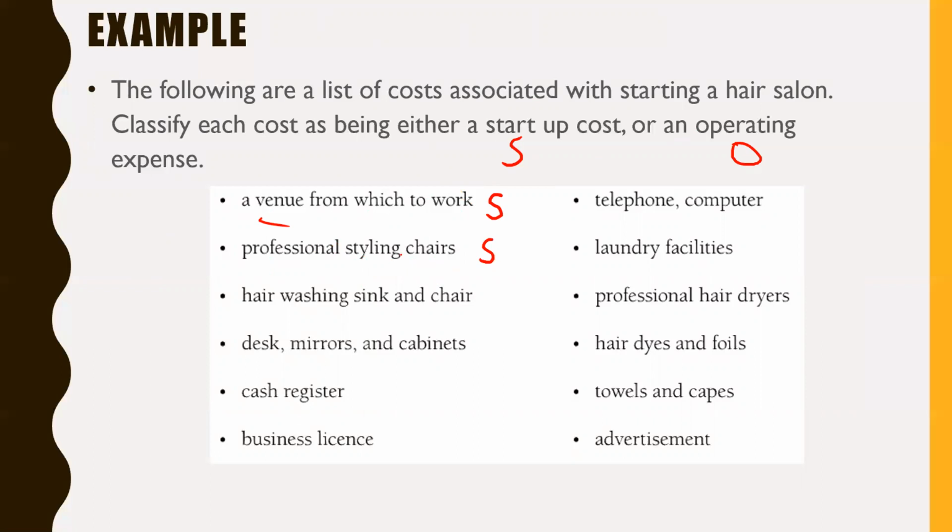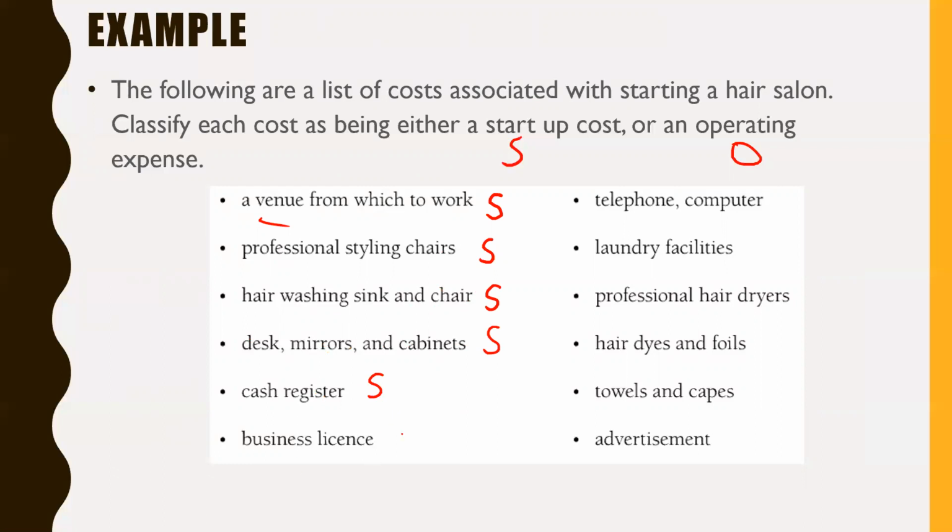The operating expense may be maintaining those chairs and replacing them if they start breaking down. But you can't exactly have a hair salon without having these chairs in the first place, so that's a startup cost. Hair washing sink and chair, I think that's pretty clear. That's also a startup cost. Desk, mirrors, and cabinets, also startup cost. Cash register, that's a startup cost.